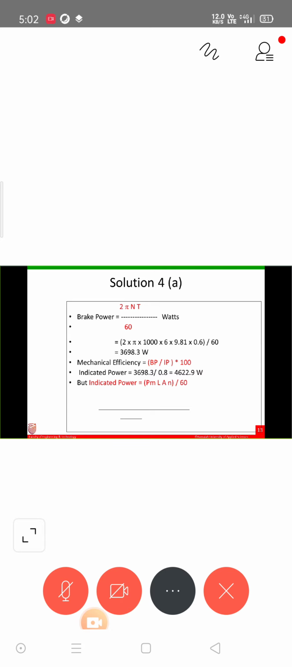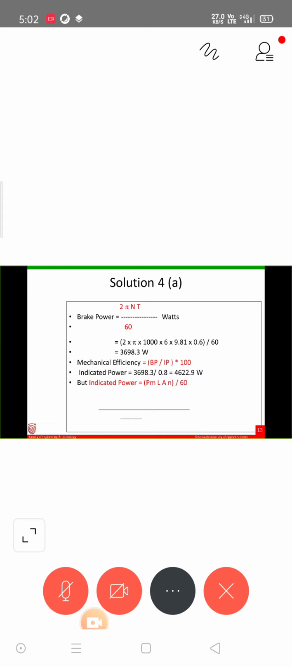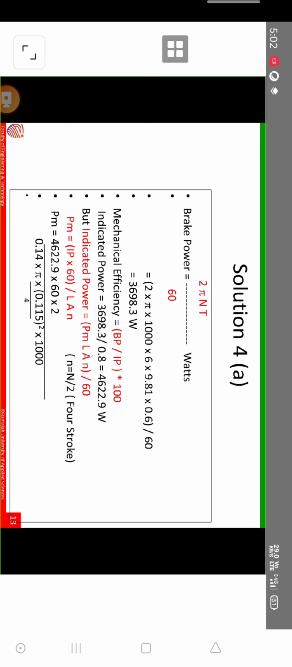So we know the value of indicated power. Substitute that, and we know the value of length, and we can calculate the value of area, that is pi d square. We know the value of d also, they have given. And if you observe here, N is equal to N by 2, because this is a 4-stroke and we are calculating IP. That is the reason we have to take N is equal to N by 2. So please remember this whenever you are solving any problem. It should be done only for IP, not for BP.